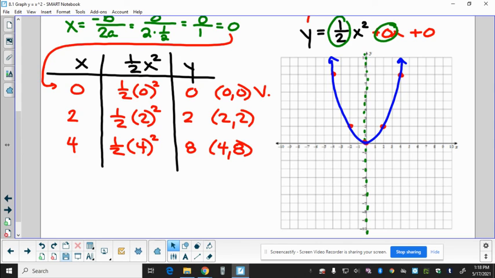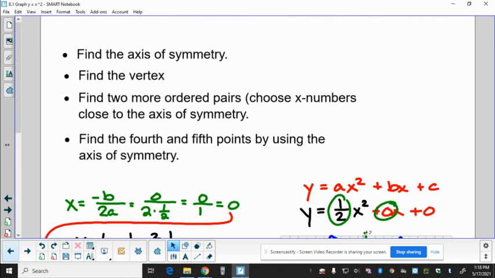Okay, well, let's try another one. Let's see if we got another one left over. We don't. Okay, so that's going to be it. Let's go ahead and call that the lesson for today.